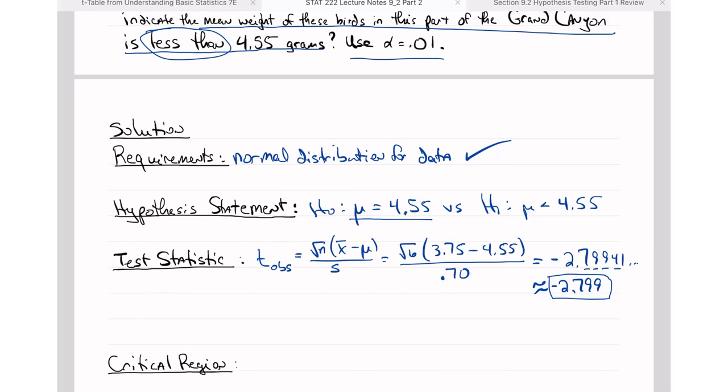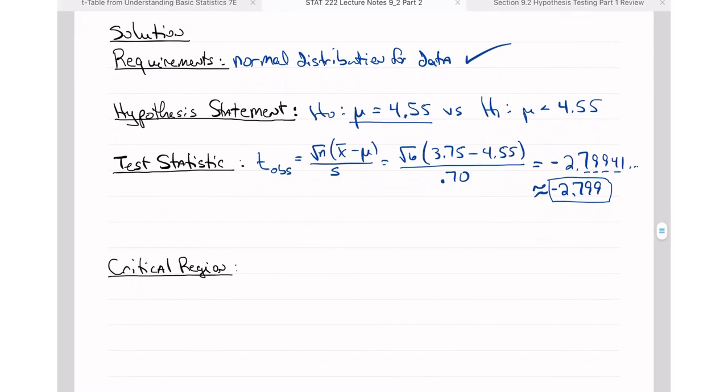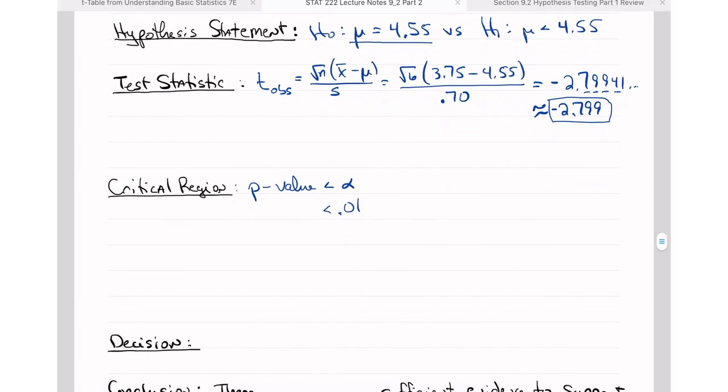So now I need to look at my critical region. P-value is less than alpha. So remember that this can be called rejection criteria, the critical region, or the rejection region. It all means the same thing, just different words for it. Okay? We know that alpha is 0.01. We need to find our p-value. So here we draw the t distribution and we have a negative 2.799, and we want the area below it, which is our p-value.